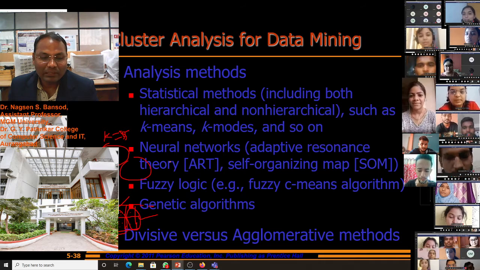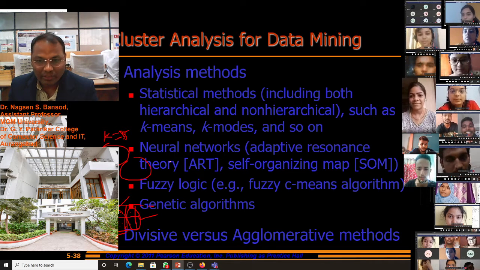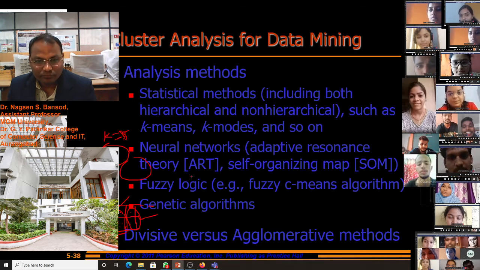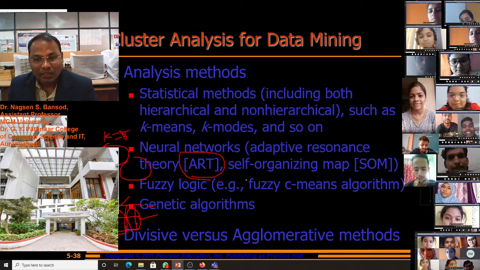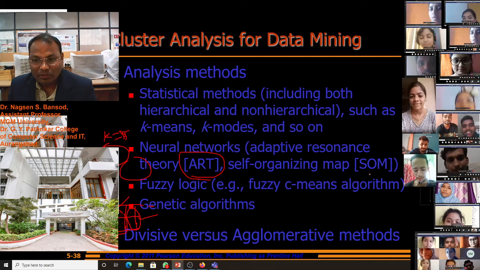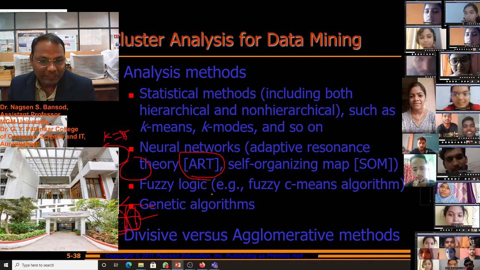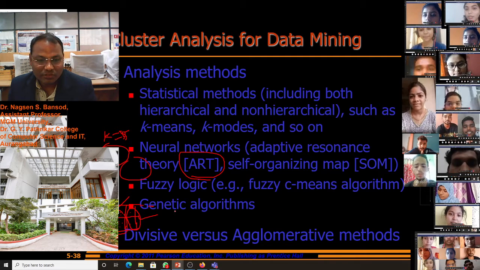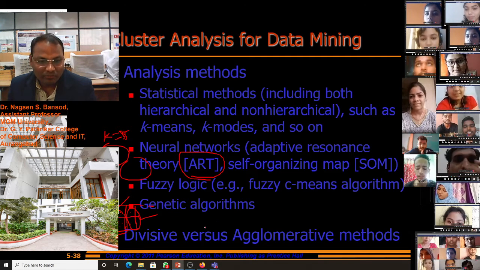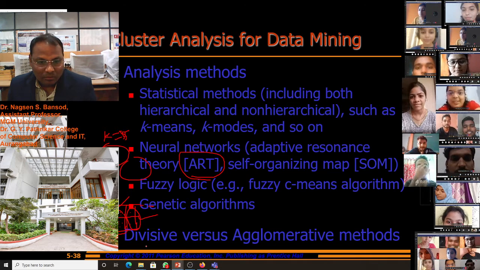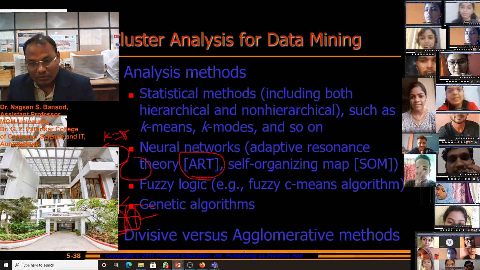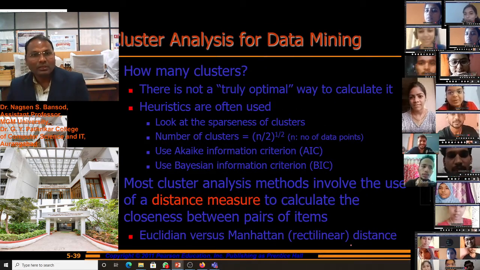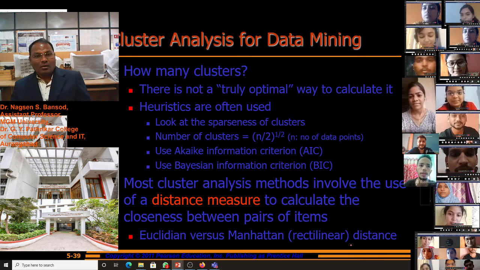As well as that, for cluster analysis we can use neural networks, adaptive resonance theory (ART), self-organizing map (SOM), fuzzy logic, the fuzzy C-means algorithm, genetic algorithms, and divisive versus agglomerative methods.